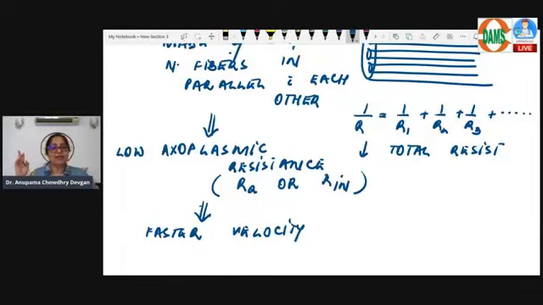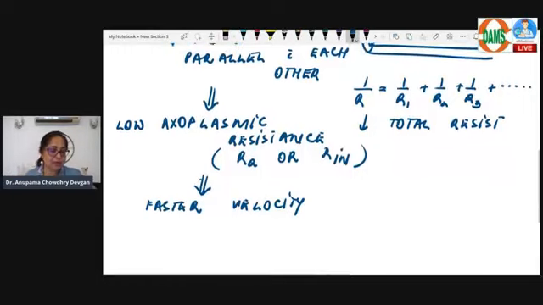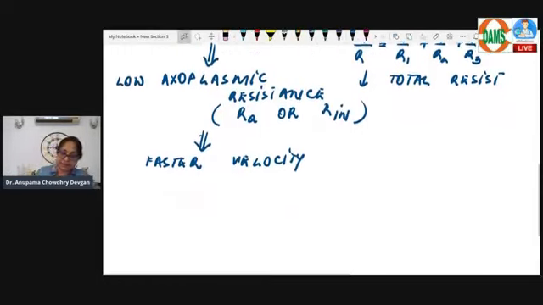Right? So I've explained the effect of diameter in 2 ways. One was a simple way. I told you that more the diameter, more the surface area, more the total number of sodium channels. And this is the second one, where I've said that the larger diameter nerve fiber will have a lower axoplasmic resistance and faster velocity. Right?